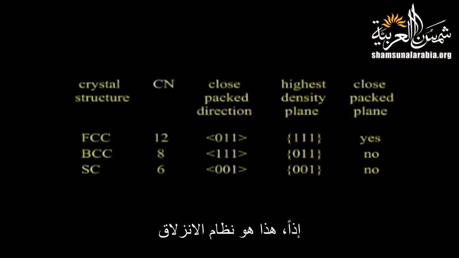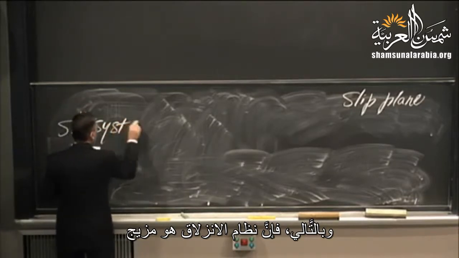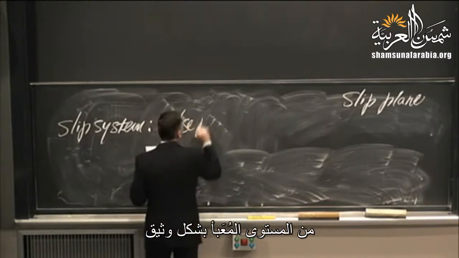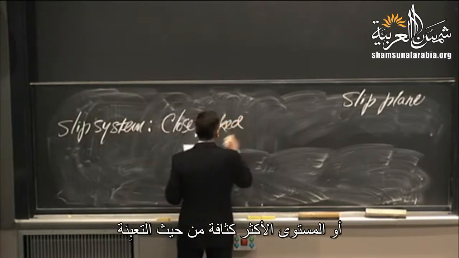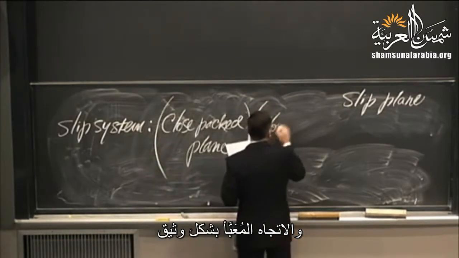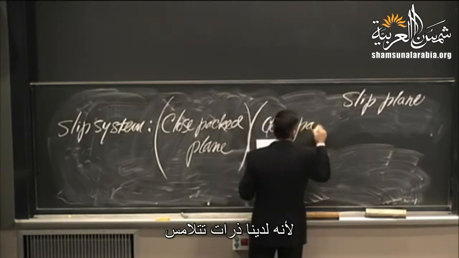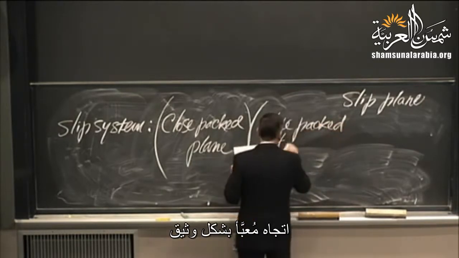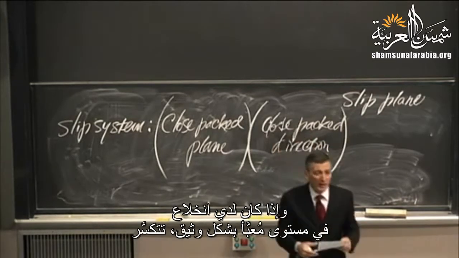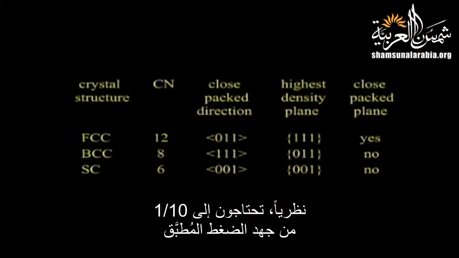Okay, so this is the slip system. The slip system is the combination of the close-packed plane, or closest packed plane, and the close-packed direction. They all have close-packed directions because we've got atoms touching. And that's how it deforms. And then if I get a dislocation in a close-packed plane, boom, away they go, at one tenth of the applied shear stress theoretical.